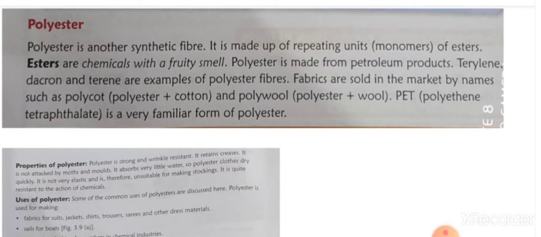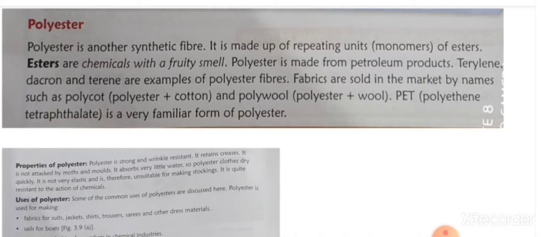Polyester is made from petroleum products. Terylene, Dacron and Terene are examples of polyester fiber. So these are the petroleum products. It's a long chain of chemical compound. Fabrics are sold in the market by names such as polycot. Polycot is a combination of polyester plus cotton, and polywool is a combination of polyester and wool.